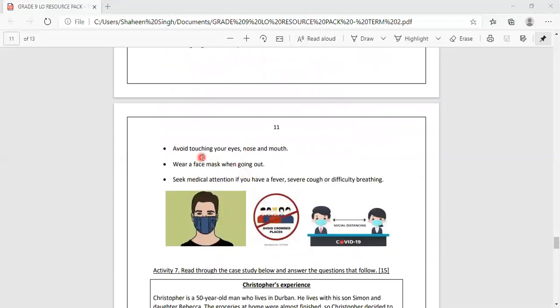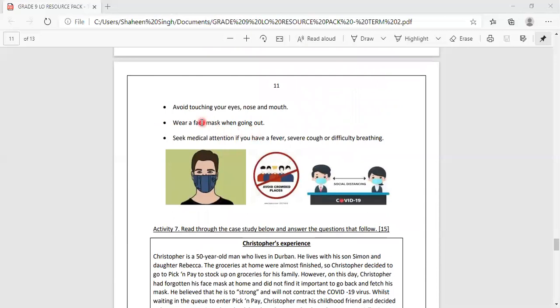As mentioned before, we are encouraged to avoid touching our eyes, nose, and mouth. And the wearing of a face mask is of utmost importance in order to prevent us inhaling the droplets from other people who could possibly be infected. And yes, if we are unwell, it is important to seek medical attention, especially if you have a fever, a severe cough, or a struggle breathing. And the pictures also show us visually how we can protect ourselves against COVID-19.